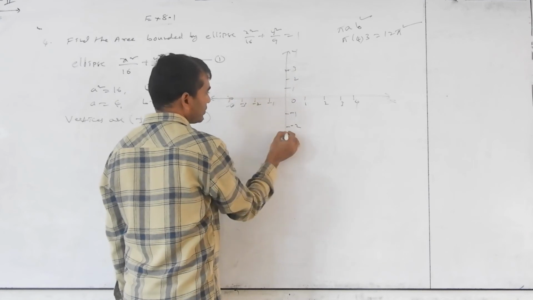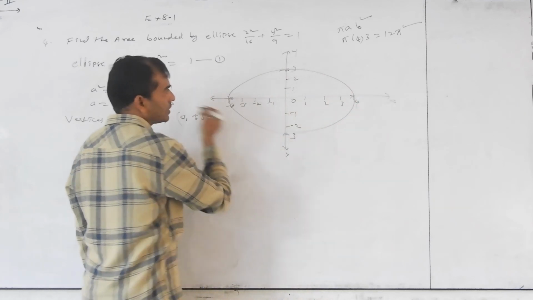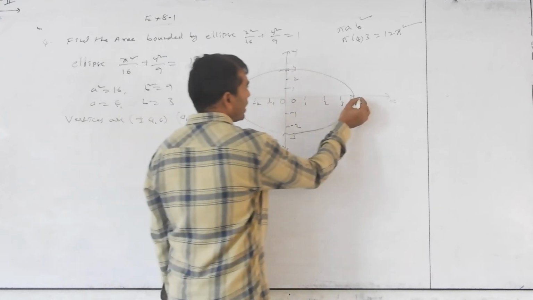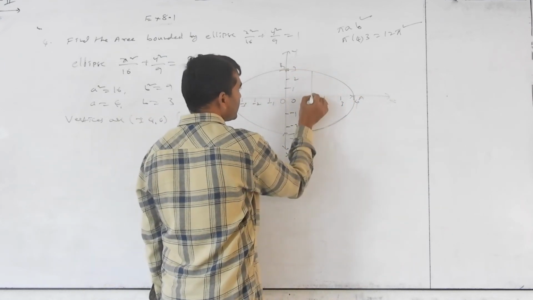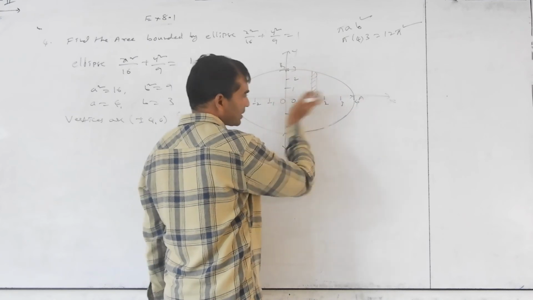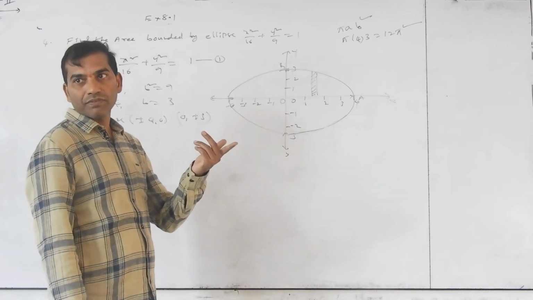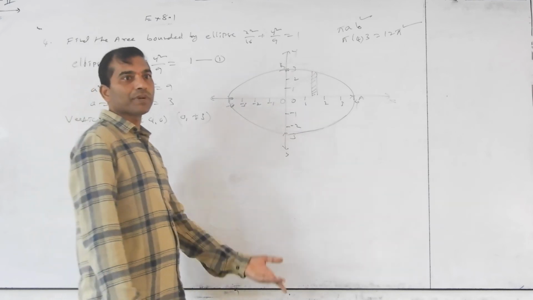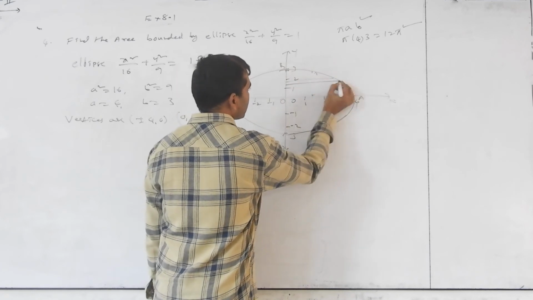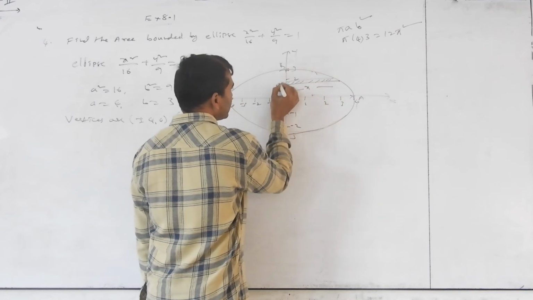This is O, A, B. So let's find first this area. Small strips we can take with respect to the y-axis or x-axis. Both ways we can find. That problem we have done with respect to the x-axis. Now I am going to do it with respect to the y-axis. It's just for practice. You can find with respect to the x-axis also, the same answer. Let this be x and this be dy.